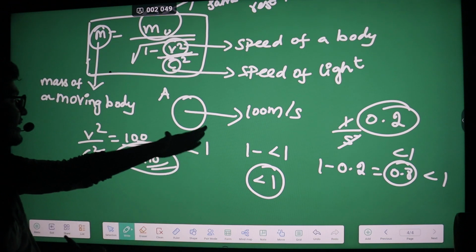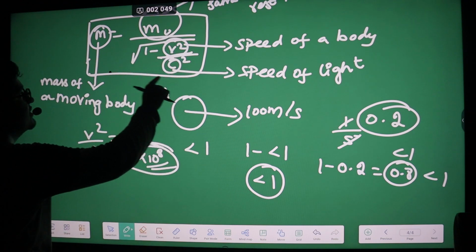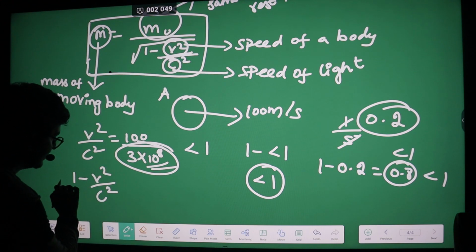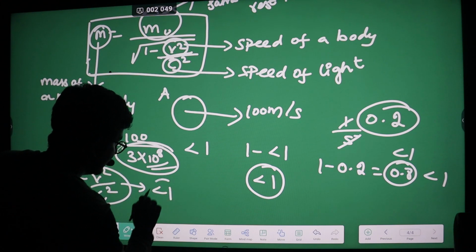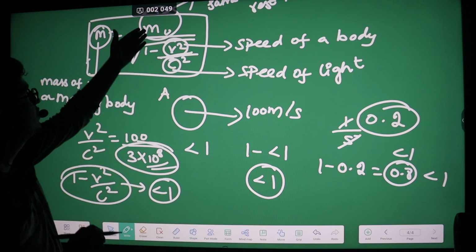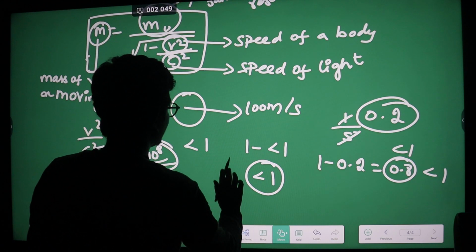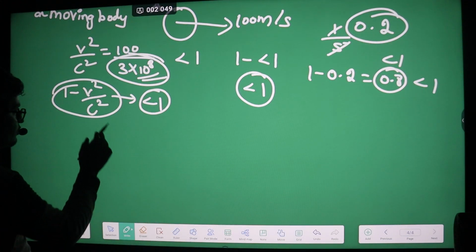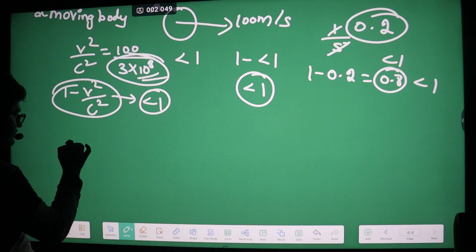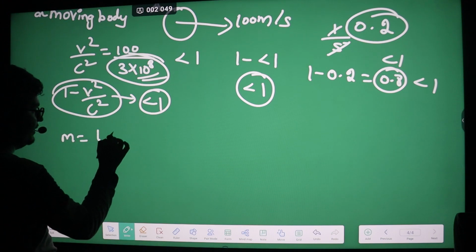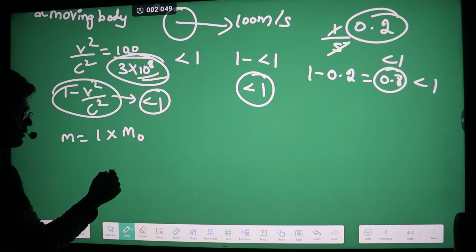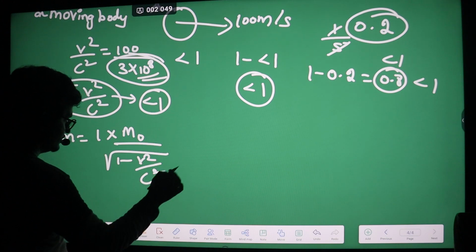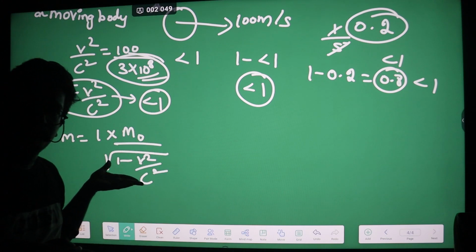It's mathematics, right? So I just got 1 minus v square upon c square as lesser than 1. This value is lesser than 1. Now I'm going to this part. I'm going to write it out here: 1 minus v square upon c square is lesser than 1. I'm going to write out this part, that is m is equal to 1 into m naught. I can write it as 1 into m naught upon under root of 1 minus v square upon c square, right? It is the equation given by Albert Einstein.